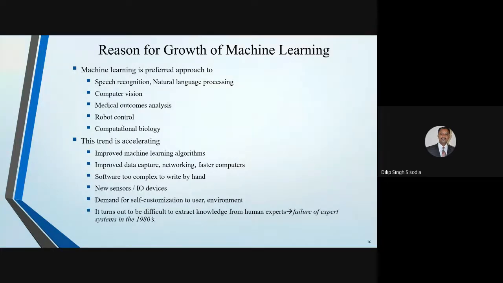Now, the reason for the growth of machine learning is its applications. There are two types of reasons. First is its application in speech recognition, natural language processing (NLP), computer vision, medical outcome analysis, robot control, computational biology, and many other applications. Almost every field, we can find an application of this with somewhat less or higher accuracy.